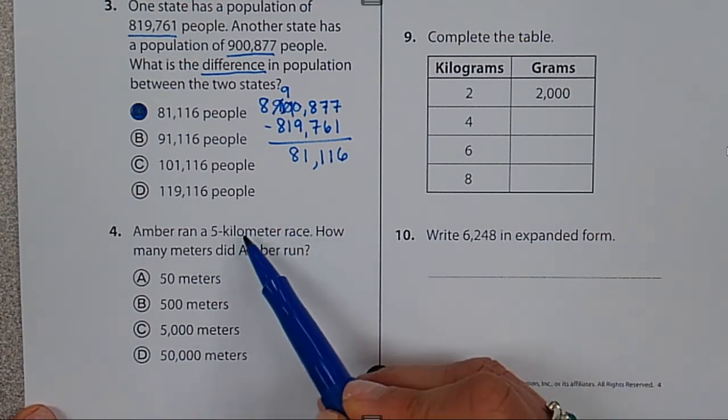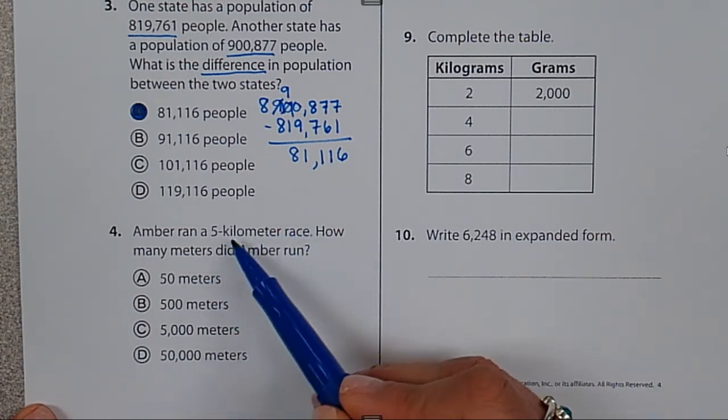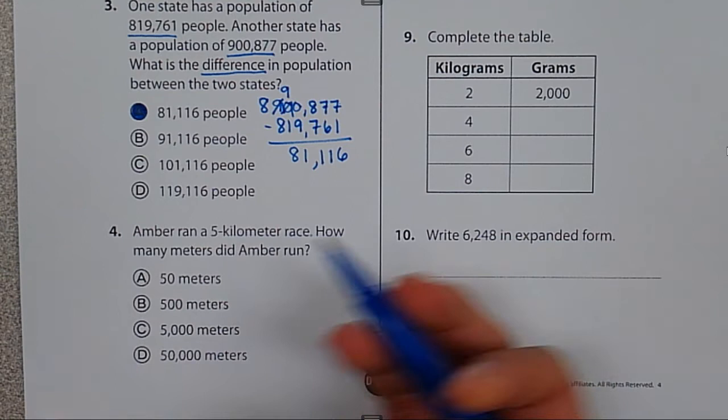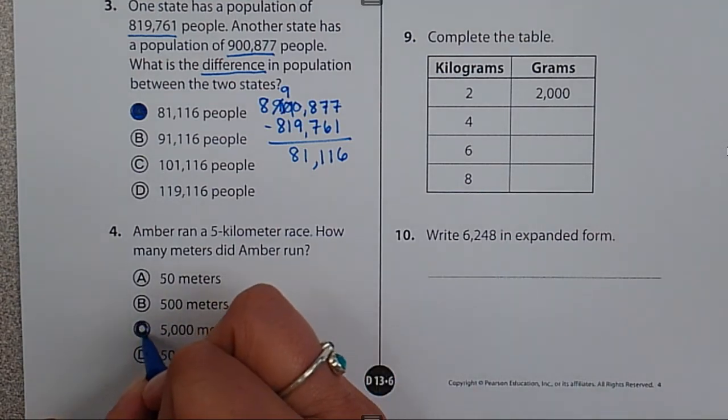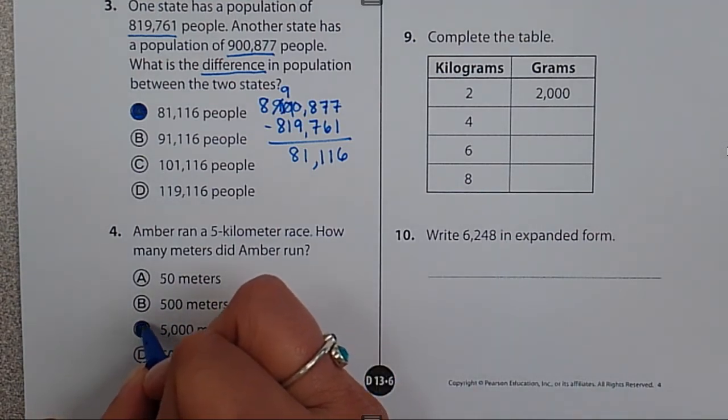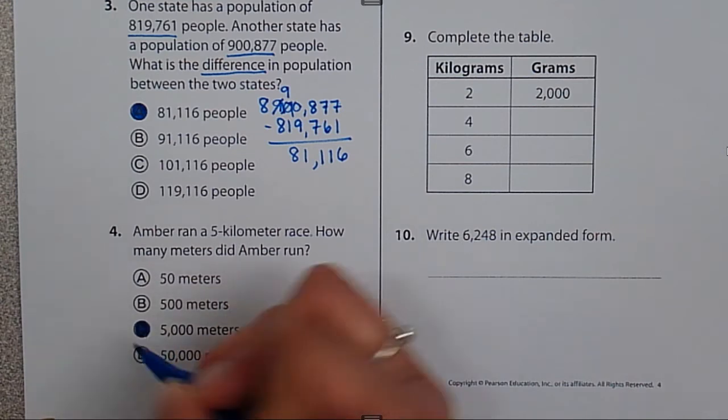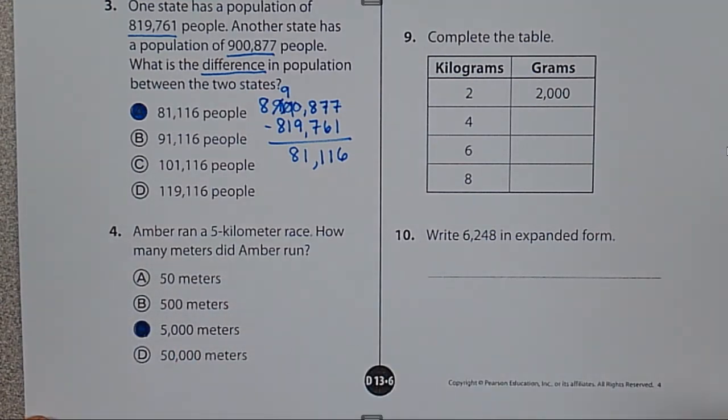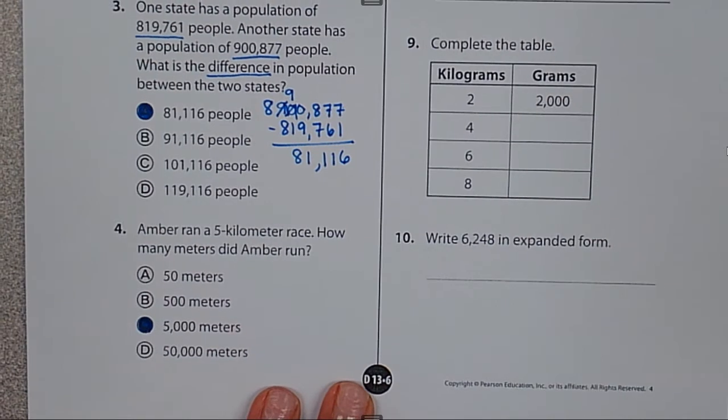So when we convert kilometers to meters, we're going to multiply by 1,000. So 5K races are 5,000 meter races. Actually might sound a little more impressive. I ran a 5,000 M instead of a 5K. So number 4, the answer is C.